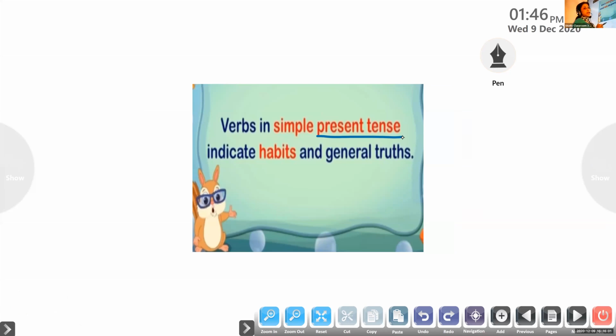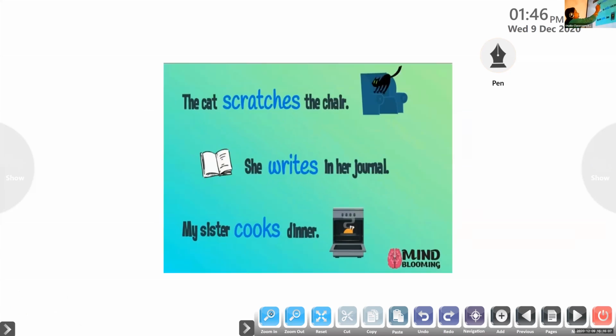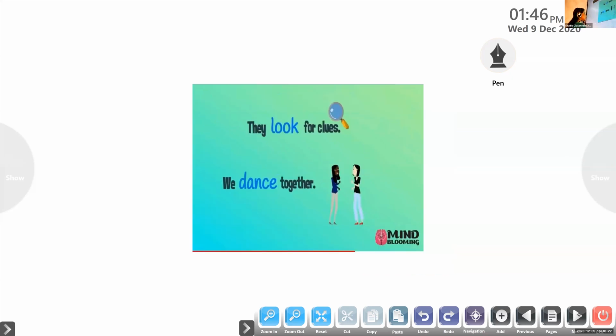Present tense indicates what is happening now. As I've already told you, the present tense always depends on the subject. If the subject is singular, we have to add s or es to the verb. My sister cooks. If the subject is plural, what we have to do, children?